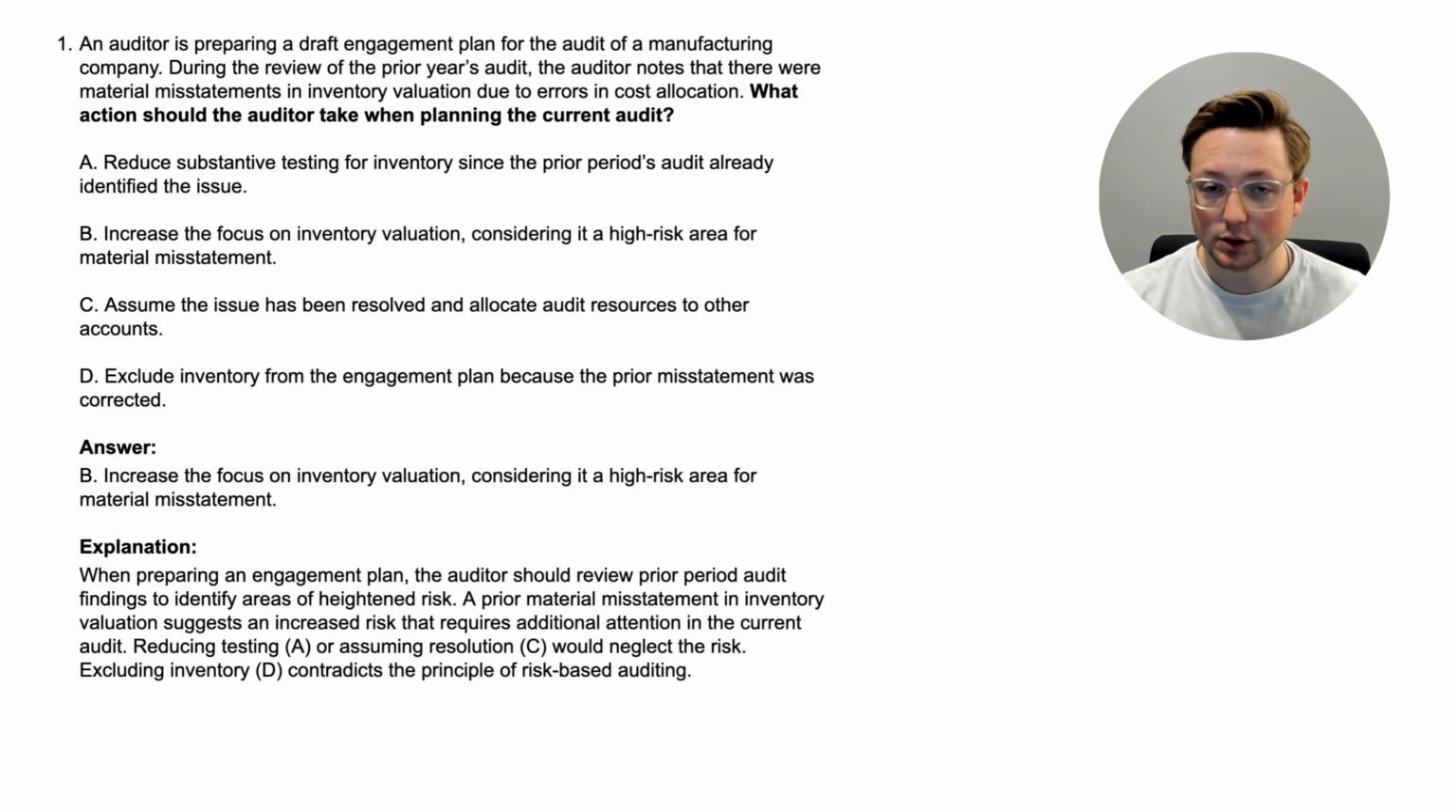Reducing testing, and that was option A, or assuming resolution, that was option C, would neglect the risk, and excluding inventory, which was option D, contradicts the principle of risk-based auditing. So you don't want to just ignore that there were material misstatements in the previous audit. You want to pay attention to those, and that will affect how you plan the engagement for the current year, because now you know you probably need to increase the focus on inventory valuation to make sure that a material misstatement isn't occurring again, or to make sure that you catch it if it is occurring again.